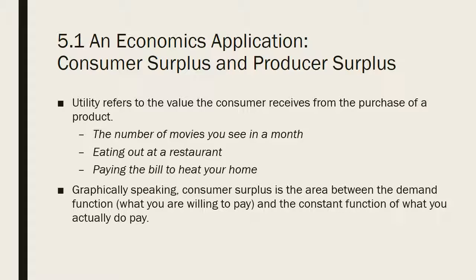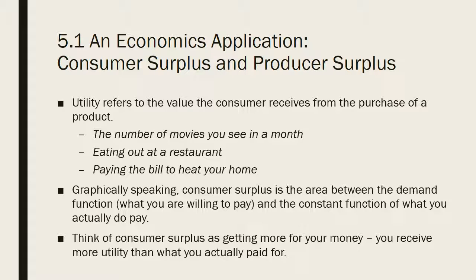Graphically speaking, consumer surplus is the area between the demand function, which is what you're willing to pay, and the constant function of what you actually do pay. It's a surplus because what you're willing to pay is actually more than what you're actually paying. With consumer surplus, you're getting more for your money. Let's say you're willing to pay full price for a movie ticket at a regular theater, but you go to a dollar theater or a $1.50 theater. Then you are getting a surplus, because even though you're willing to pay full price at a regular theater, you're getting the movie for a whole lot less. So you're getting more for your money.